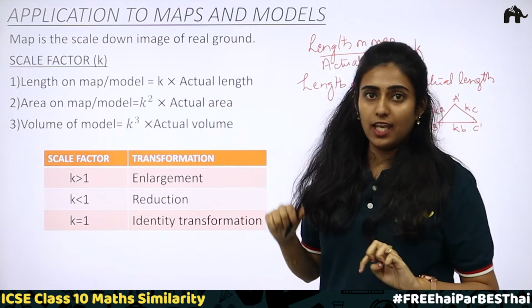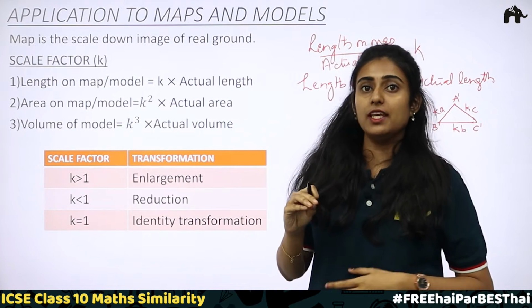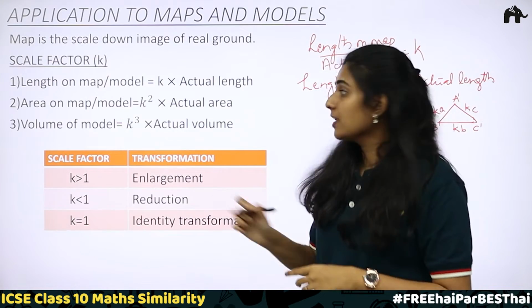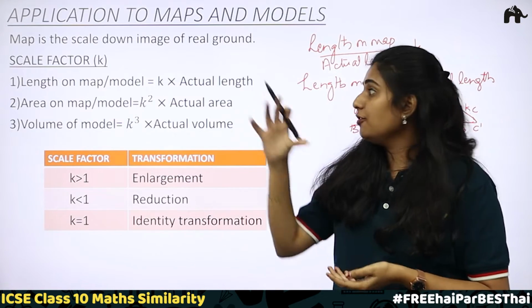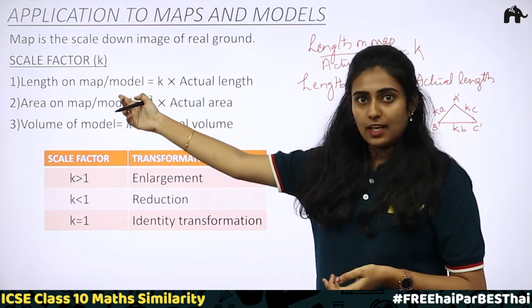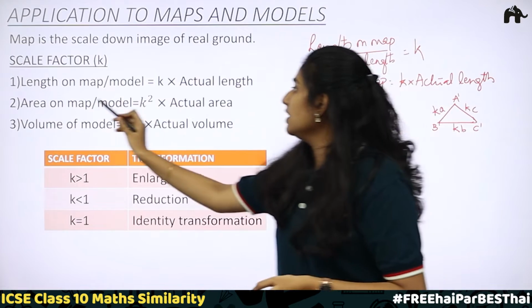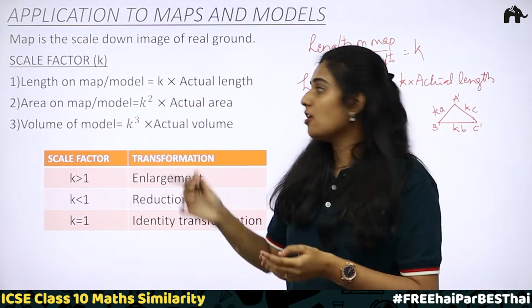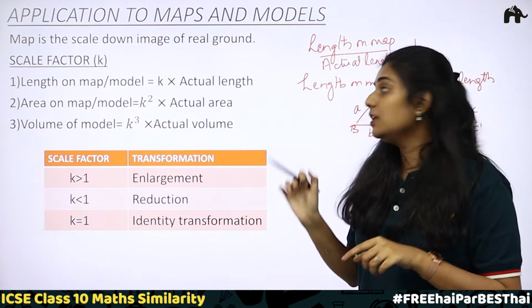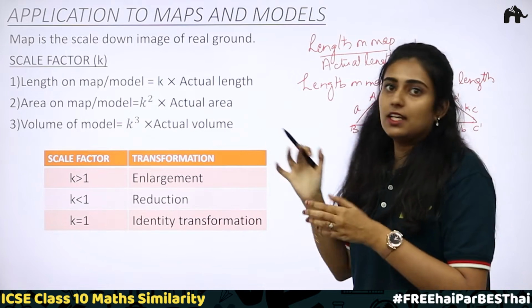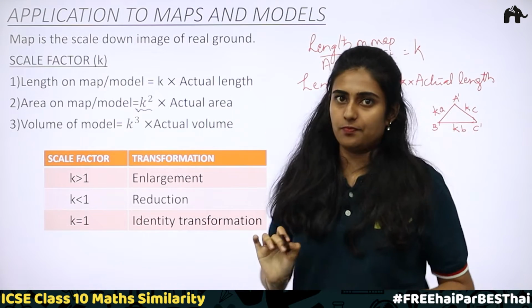Now when it comes to area, we know, for example, an area of rectangle is considered. Area of rectangle will be equal to length into breadth, right? Here, area on map or model. Model means, for example, the Eiffel Tower case. If you want to draw the picture of Eiffel Tower, length on map will be K times the actual length, and it is a reduction process. So here it can be a figure, a 2D image, or a model, a 3D one. When you put it on a notebook or on a paper, there is a reduction happening. Area on map will be equal to K square times actual area.